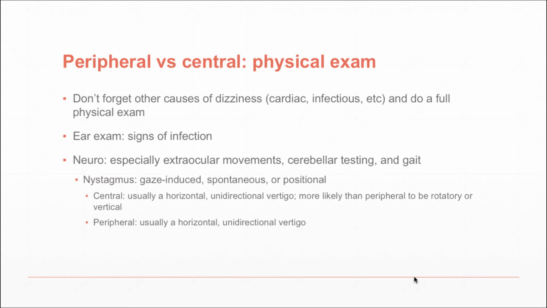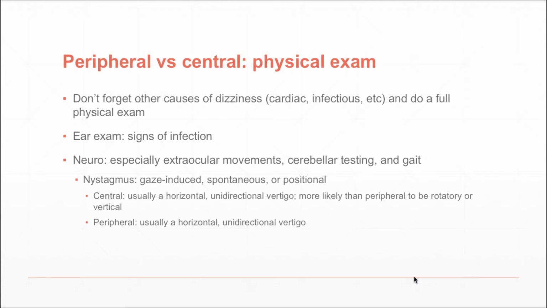So physical exams. Don't forget all your other causes of dizziness, cardiac, infectious. Make sure you do a full physical exam. An ear exam is actually pretty important. If you see signs of infection, that risk stratifies somebody. We don't usually do this a lot of times. Most of our otoscopes are broken, or it's hard to find one. But it is important to do a full ear exam. And then neuro exam, obviously do a full neuro exam, but you want to focus on the extraocular movement, cerebellar testing, and gait.